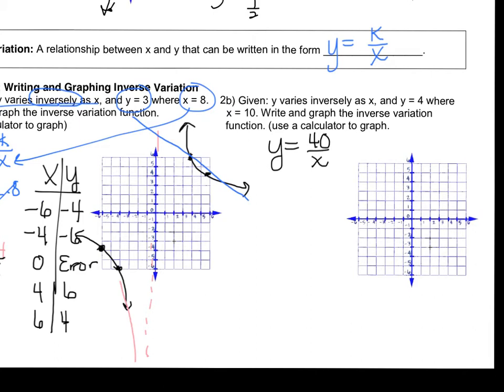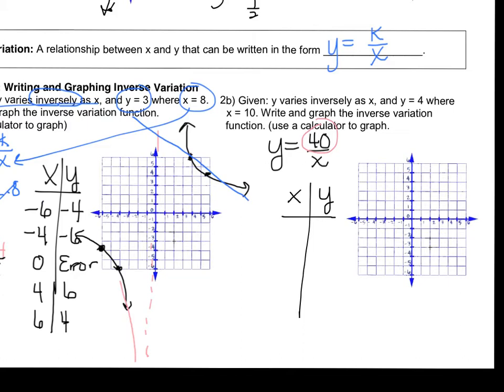When you try B, you should figure out that k equals 40. So the equation here is y equals 40 over x. So now you can look at the table, and let's try to think about numbers that we can divide 40 by that will be somewhat close to being on the graph.